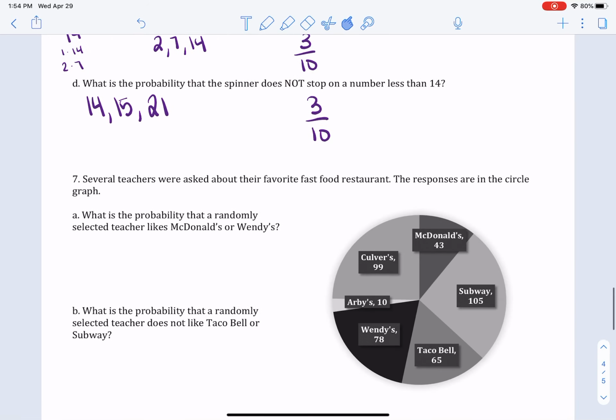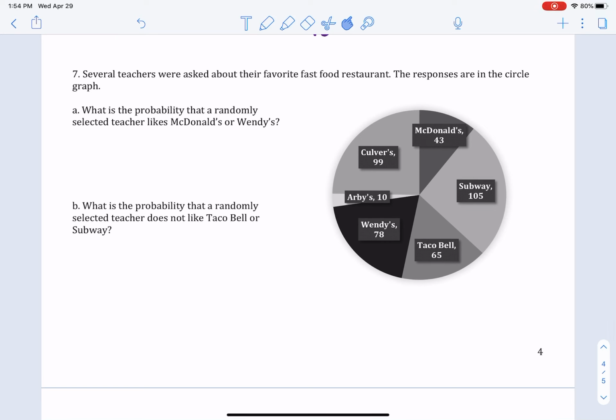Okay, and the last question here says, several teachers were asked about their favorite fast food restaurant. The responses are in the circle graph. Something I notice here is we do have responses, but we don't have a total number of teachers that were asked. So let's take a quick look here. We have 43, 105, 65, 78, 10, and 99. We need to add those together to get the total. So that would be 400.